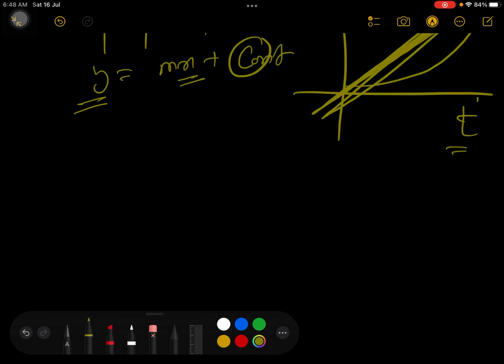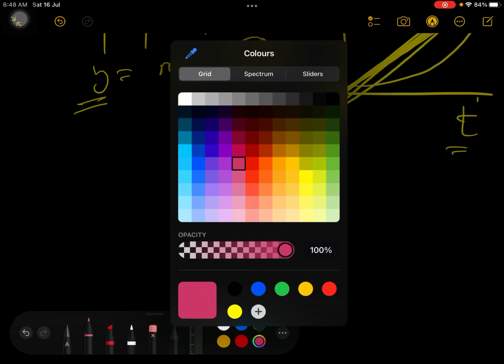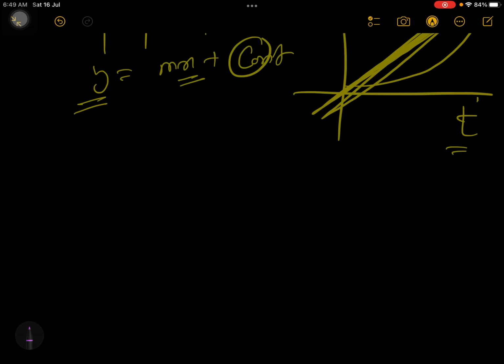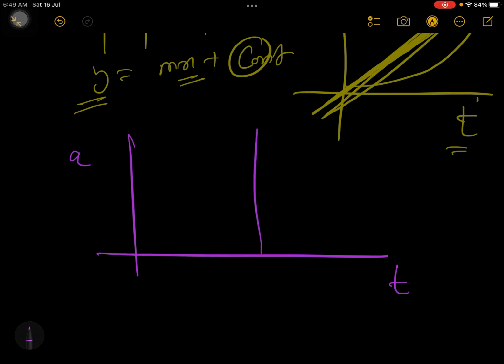Now suppose I draw a different AT graph, suppose I am drawing an AT graph like this, is this possible? No, not at all. Any phenomenon cannot happen in zero time. So you can see here time is not being changed, but values of a are being changed, correct, which is not possible at all. So that's why these kinds of graphs are not possible physically.